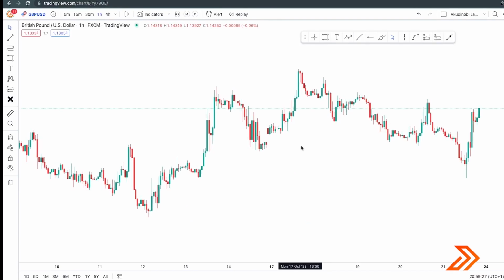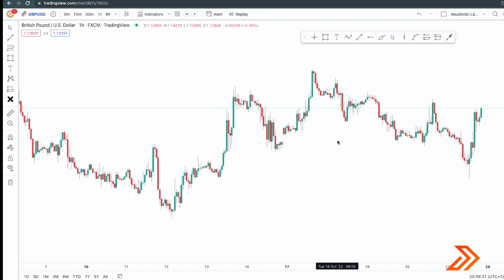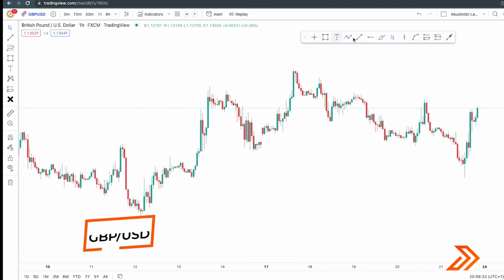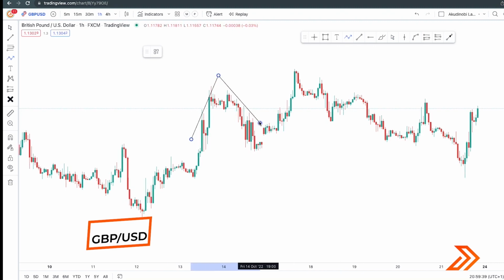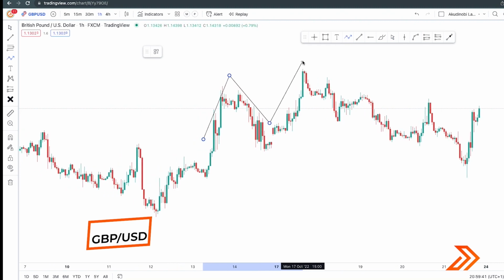So yeah, the M patterns happen when the price behaves just like I explained already. Let's go into the charts and let me show you some real-life examples of the M patterns. So here, guys, this is pounds dollars, the GBPUSD. As we can see here, we have an M pattern forming. This is the 1 hour time frame.